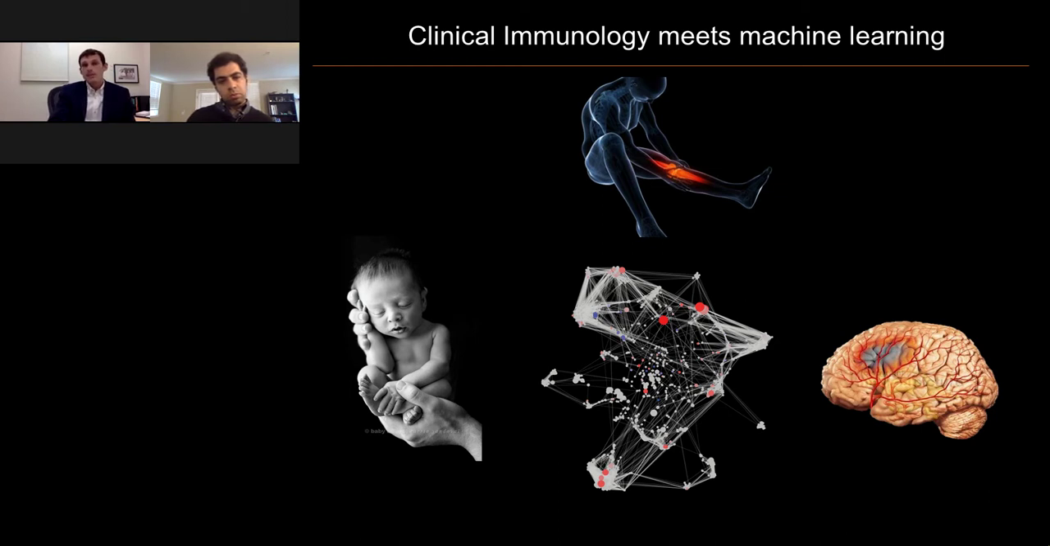We use a very similar approach in the context of ischemic brain injury or acute stroke. Here we're trying to understand what components of the immune response to acute stroke may be predictive of neurocognitive recovery in patients. But today, the focus of this talk is going to be on our work on pregnancy.